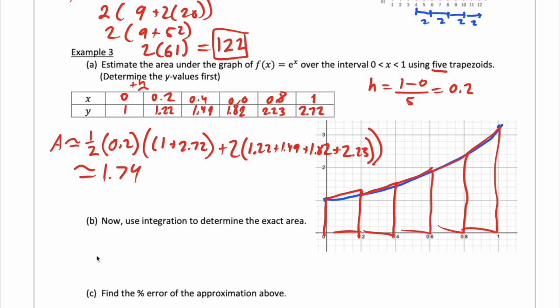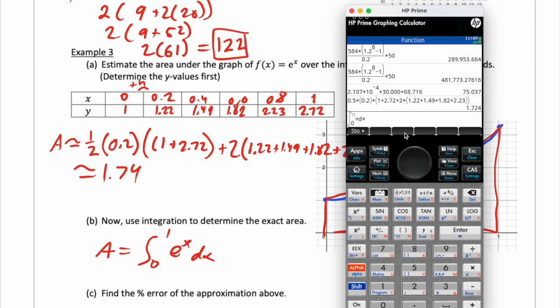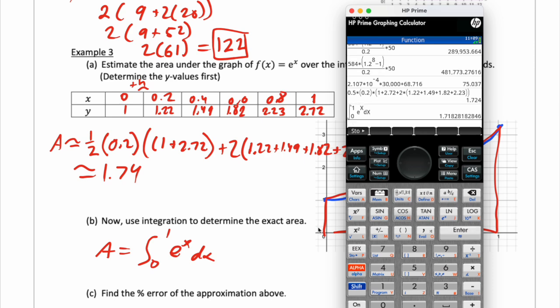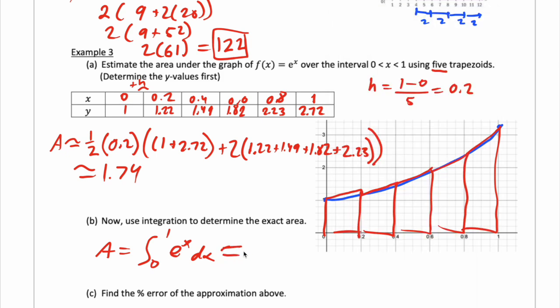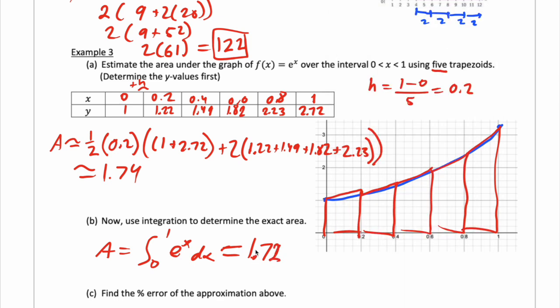Okay, let's check it out with integration. It equals exactly the integral from 0 to 1 of e to the x dx. We can type that in here with the symbol here, and then 0 to 1. E is shift in this button. X is here. So it is 1.7. It is exactly 1.718, to seven figures, right?